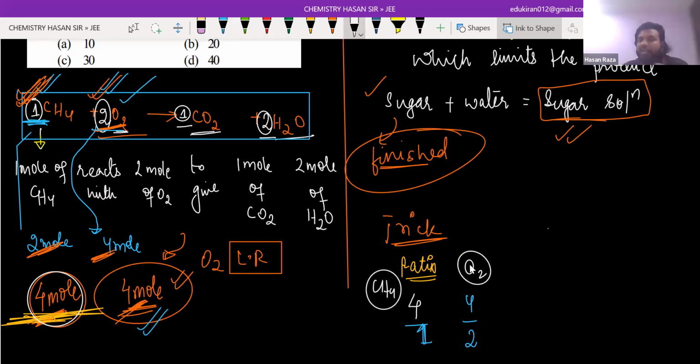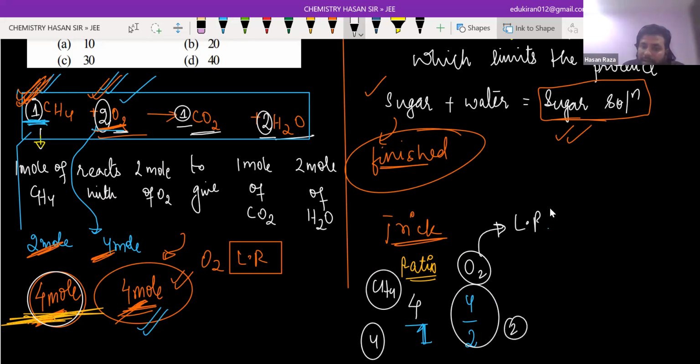Can anyone tell me which ratio is lower? Which ratio is smaller? O2, 4/2. The one which is smaller, since it is 2 and this is 4, the one which is smaller will be your limiting reagent. You can also find it out in this way. Is that clear?